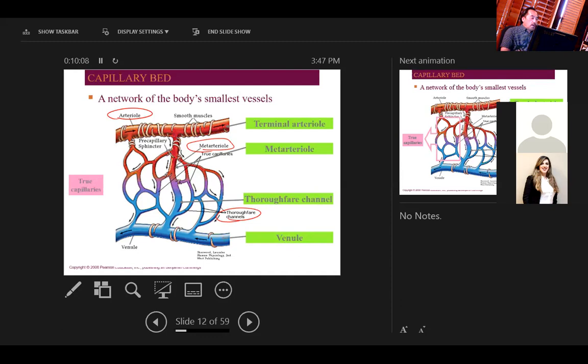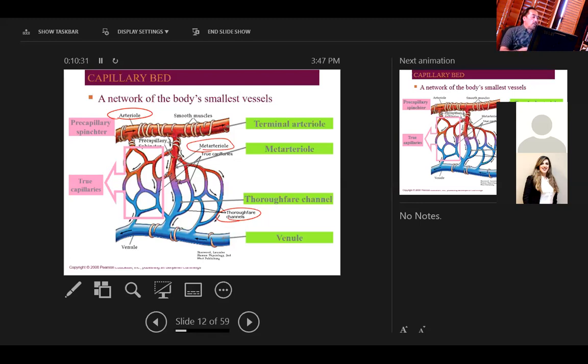So now you've got true capillaries located here. And the two true capillaries, which may not be the metarteriole and the thoroughfare channel, are what your true capillaries are. Okay, and if you notice, there are sphincters located along those arterial, venous and capillary sides because they can actually contract. They're made out of smooth muscle.